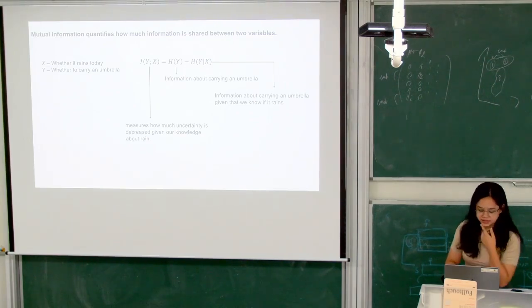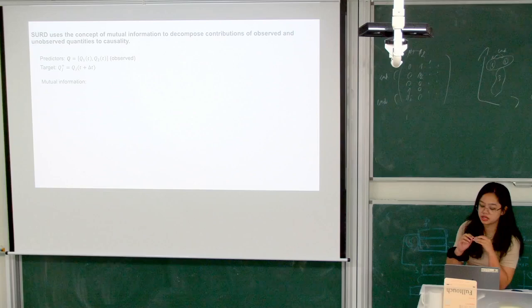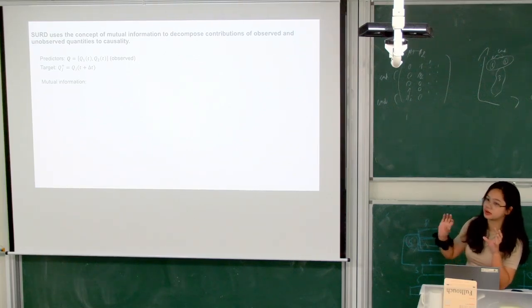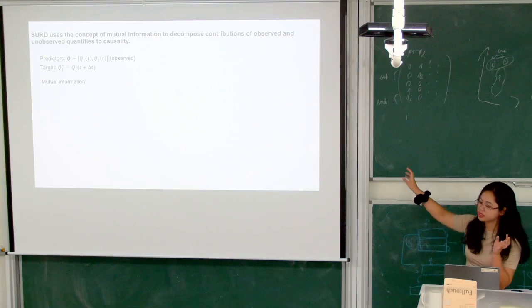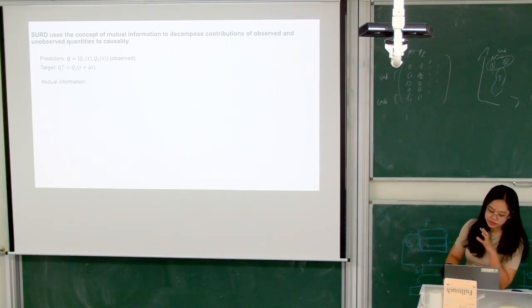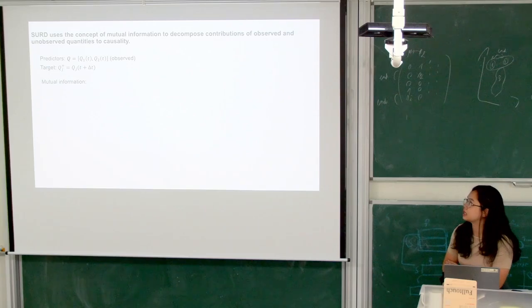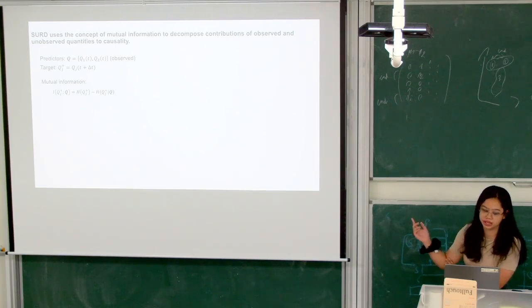Basically, CERD, the main method here, uses the concept of mutual information to decompose the contributions of observed and unobserved variables. Now we are going to look at the general case, where let's say our predictors are Q1 and Q2. We have the data for this, and our target variable is denoted by Qj plus, so it is a future value of Qj. The mutual information, considering these predictors and target, is given by this.